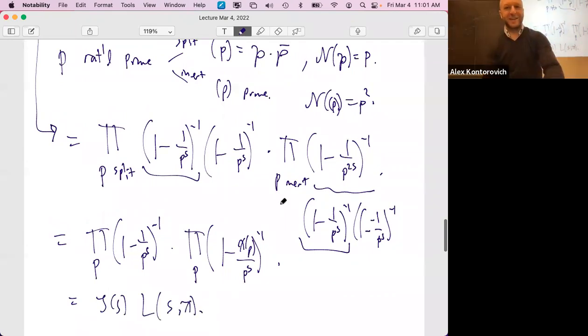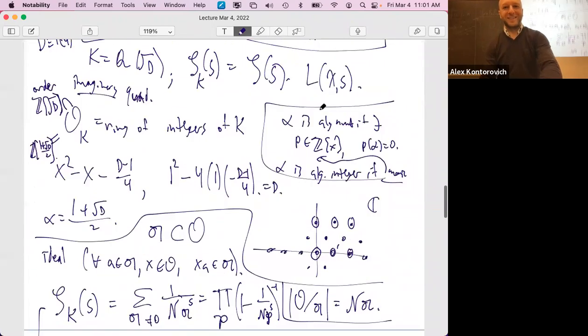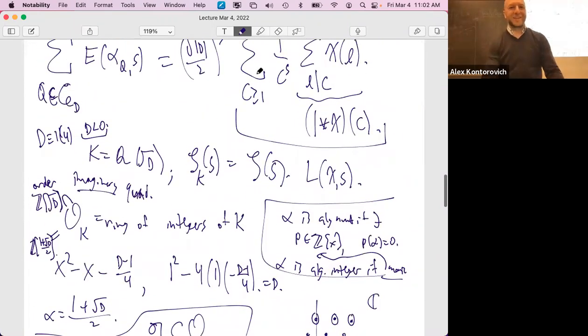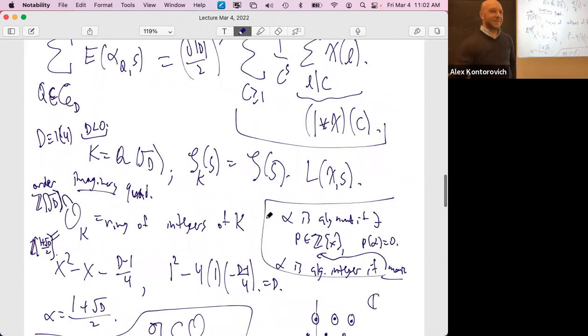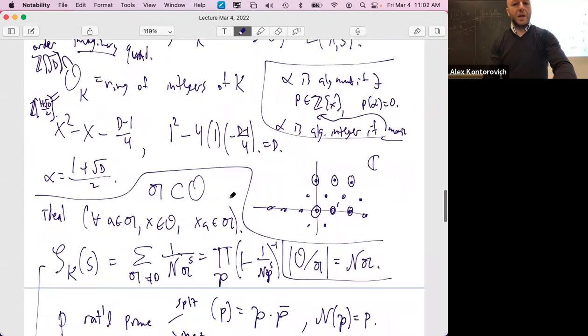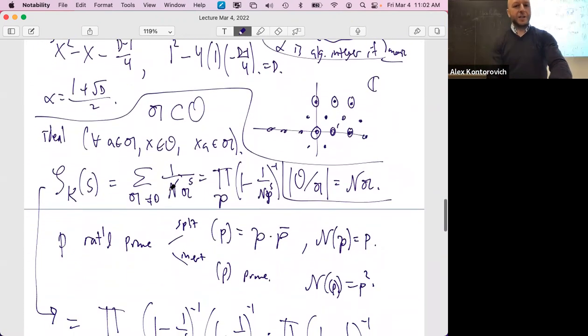L of s. Even though we're doing this over ideals and whatnot, with this norm function, we don't have any convergence issues, because norm takes you to the integers. As we would normally, this converges if the real part of s is bigger than 1.